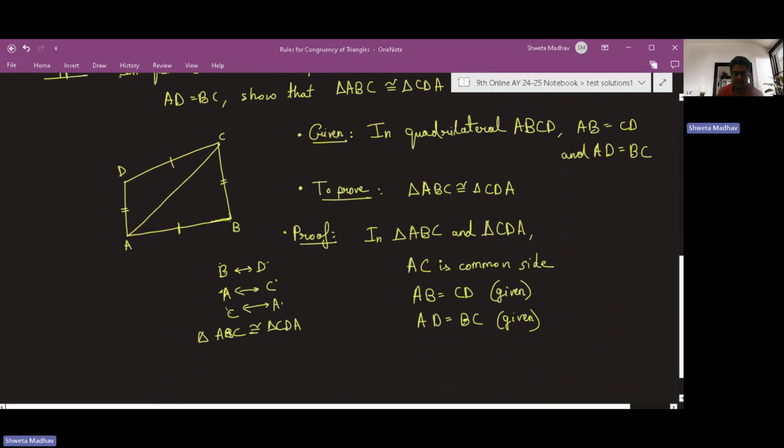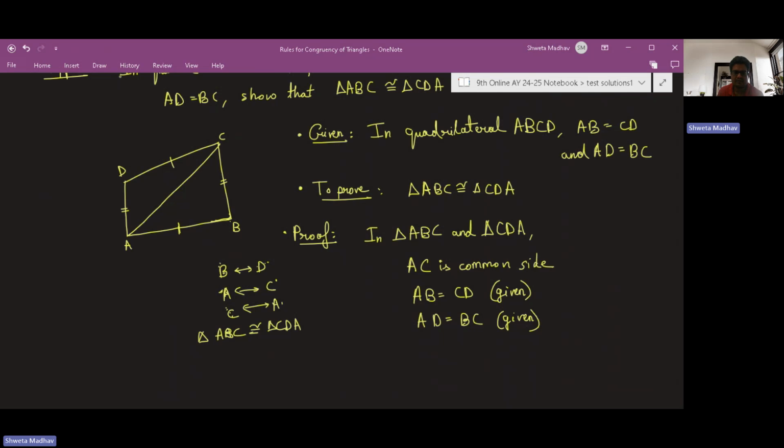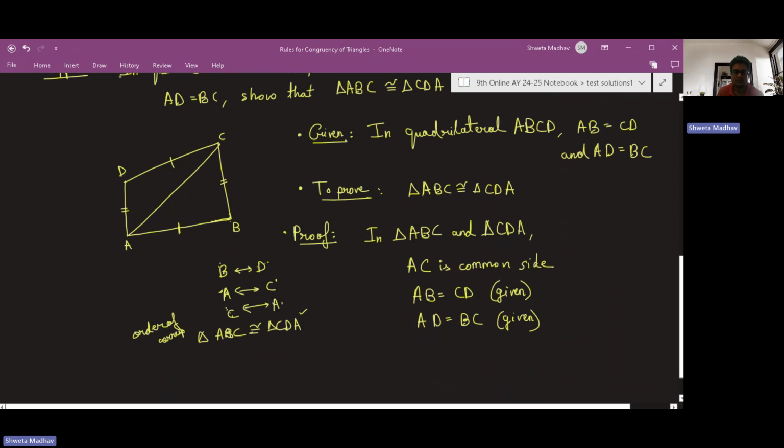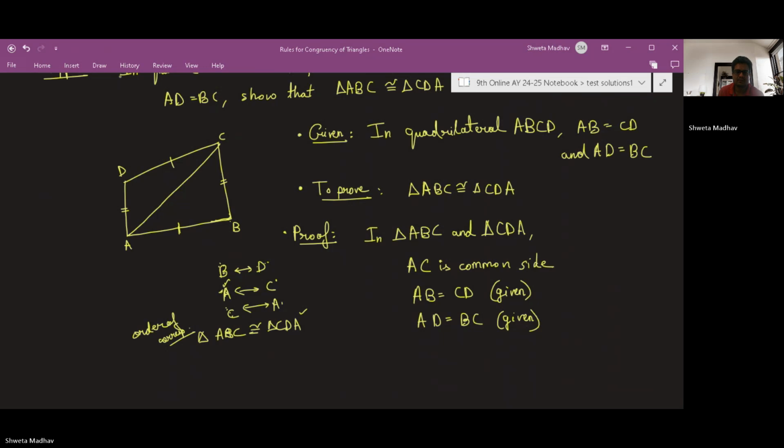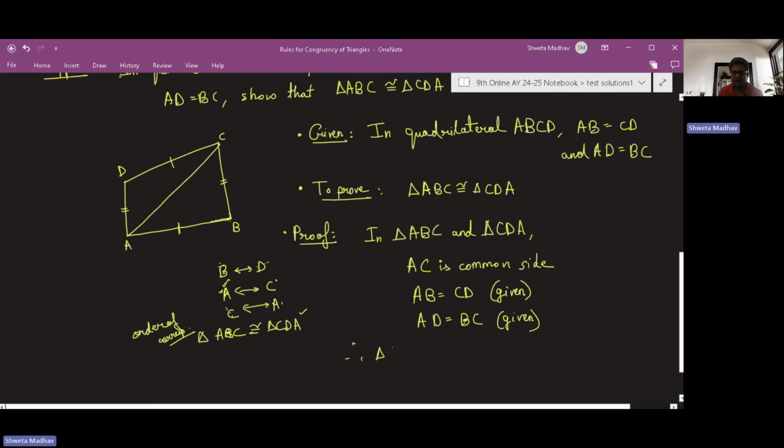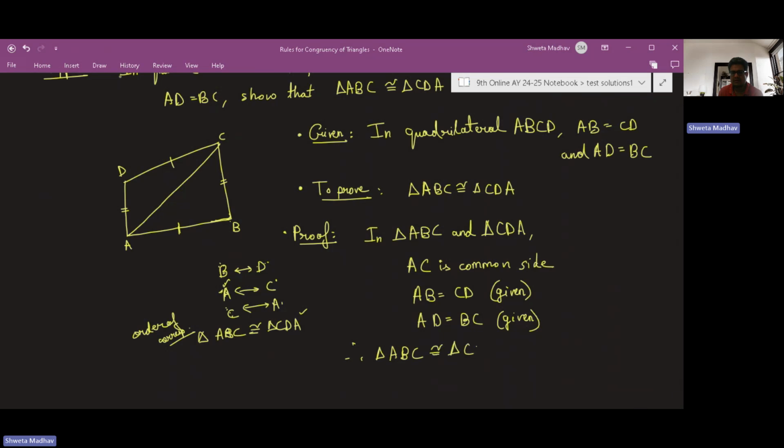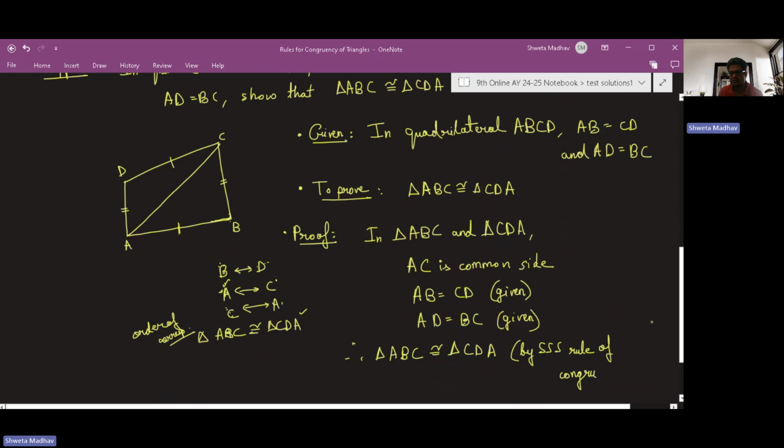I should not say ABC is congruent to ACD or DCA, then it will be wrong. When I put them in the same order of their correspondence, we have to take the same order, then only it will be correct. So therefore, here I will say triangle ABC is congruent to triangle CDA. How? By SSS rule of congruency.